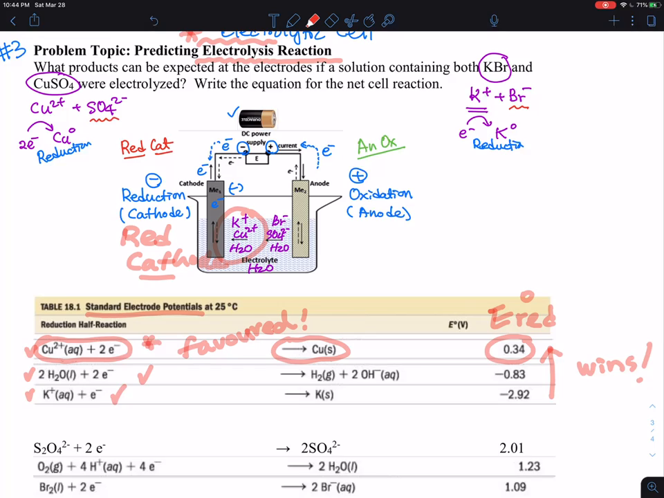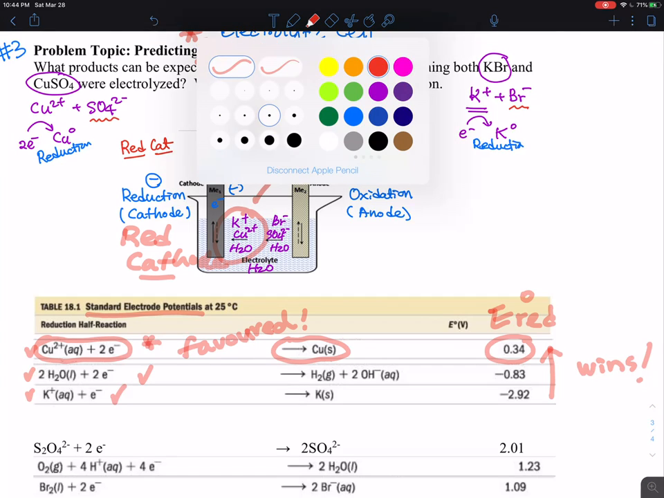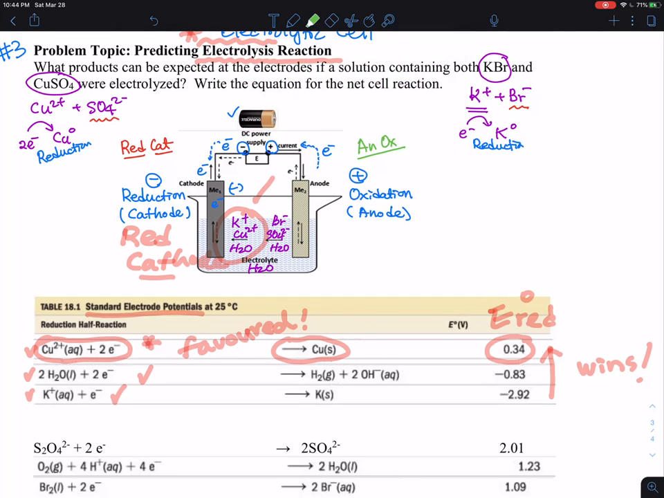Okay. So this part is done, right? We took care of that. And so let's go to the other side, which is now the bromine side and the sulfate side and the water. In this case, I need to essentially consider the oxidation.